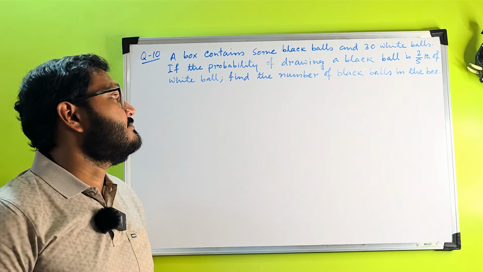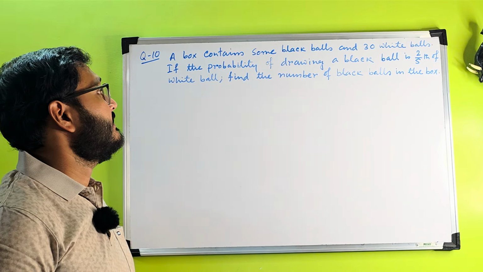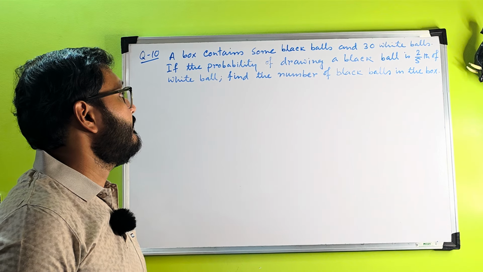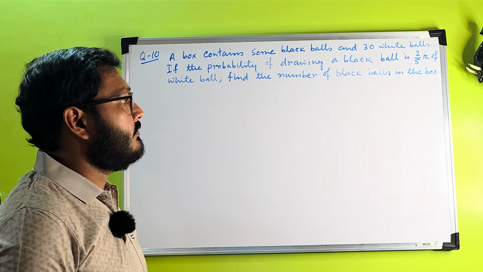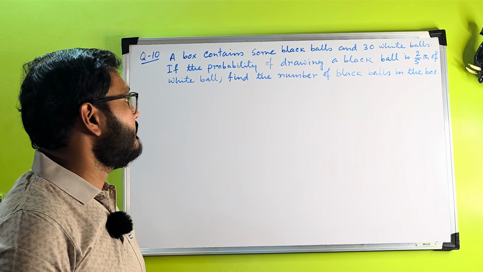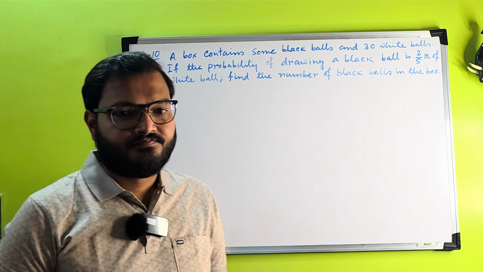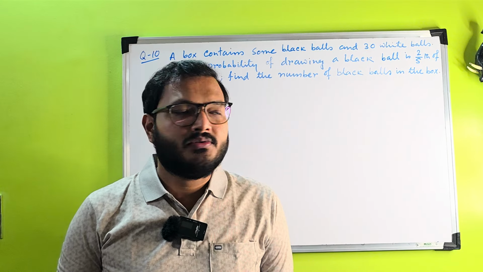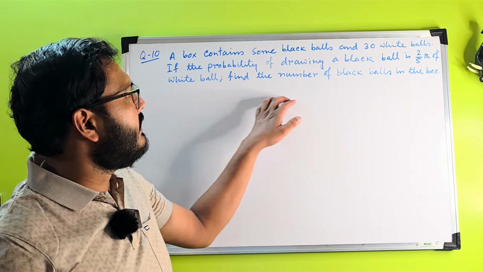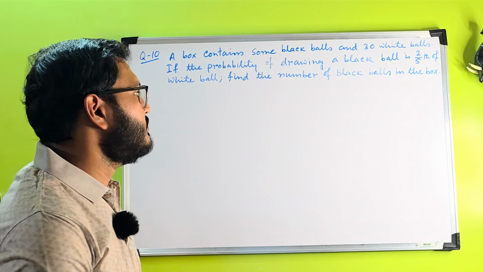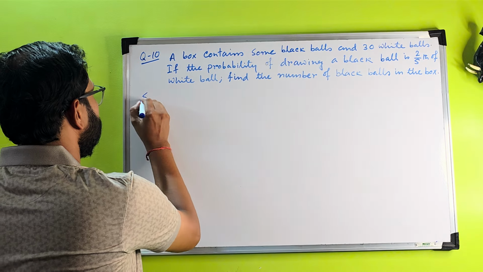Another interesting sum. Question number 10. A box contains some black balls and 30 white balls. If the probability of drawing a black ball is 2/5 of the white ball, find the number of black balls in the box. The number of black balls is not given, so you choose it.